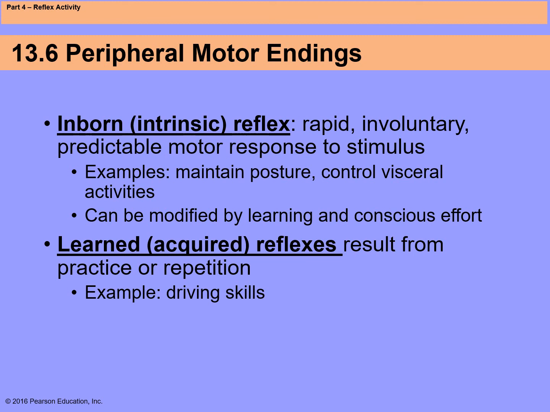Now, when we talk about reflexes, inborn or intrinsic ones, they're very rapid and involuntary. They can be modified by learning, they can be modified by conscious effort, but overall they're involuntary. An example is your posture. You did not have to learn how to maintain your posture. That was inborn, it was intrinsic. Now, you can adjust it with conscious effort: oh, I'm slouching, let me pull my shoulders back, let me sit up straight. So you can modify it by learning, but nobody had to teach you how to do that.